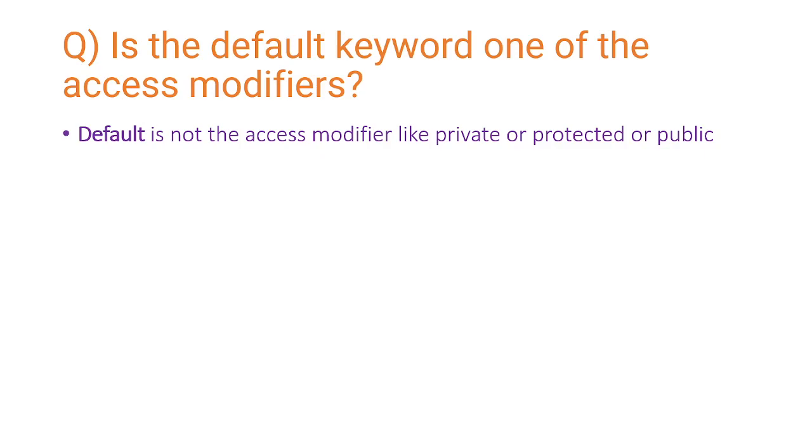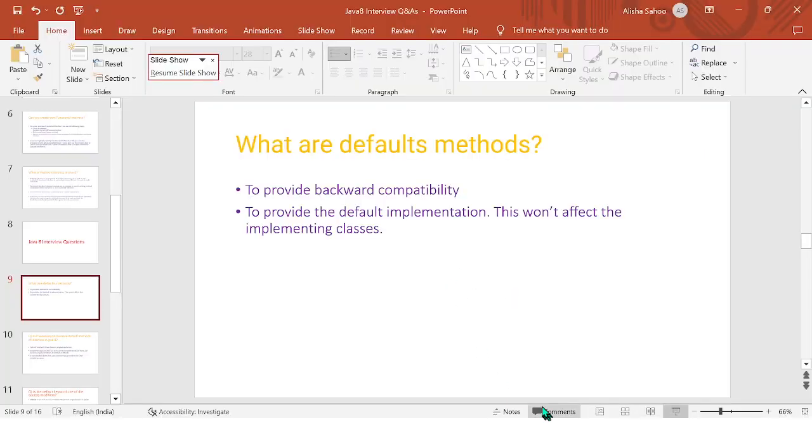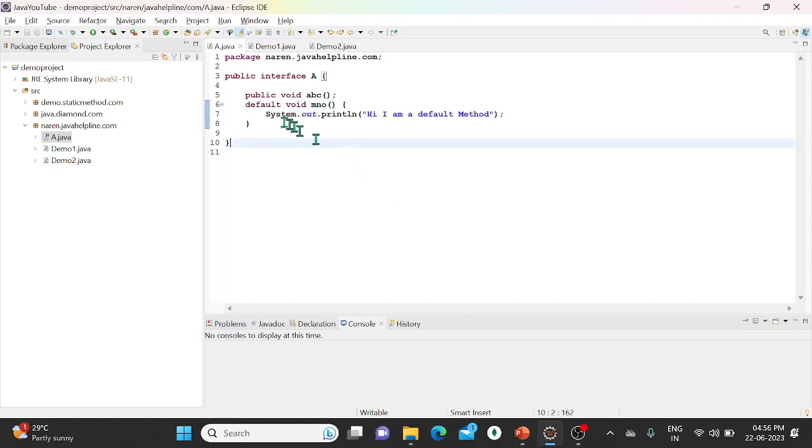Is the default keyword one of the access modifiers? No, default is not an access modifier like private, protected and public. It's a keyword actually, not an access modifier like private or public or protected.